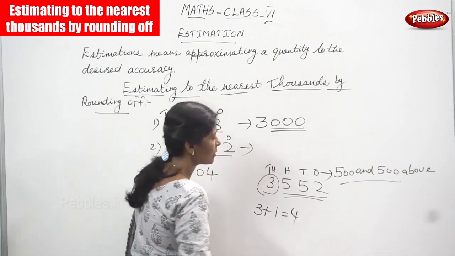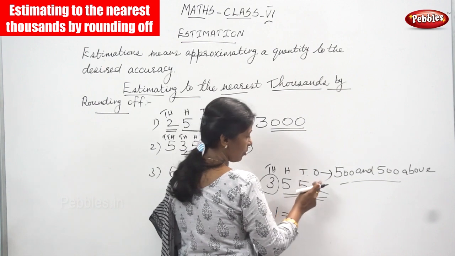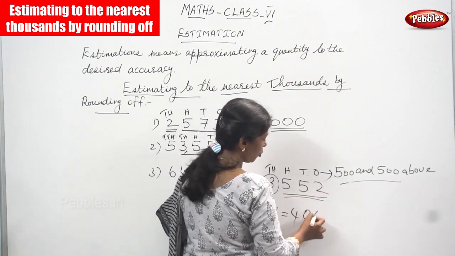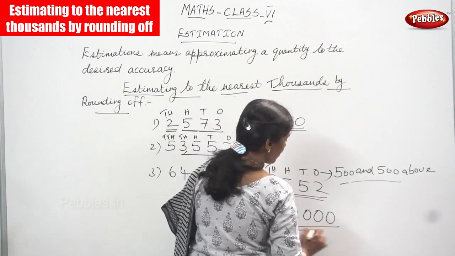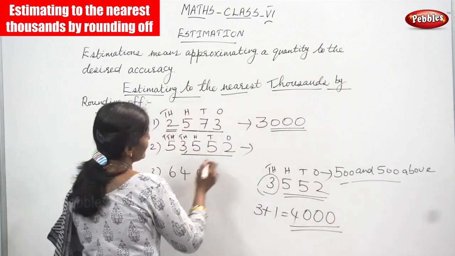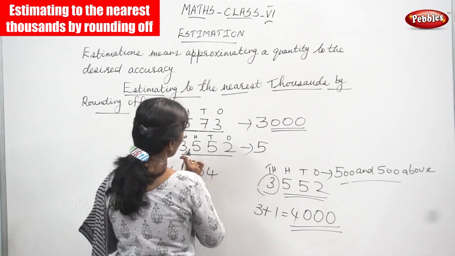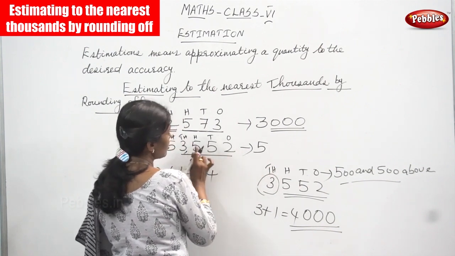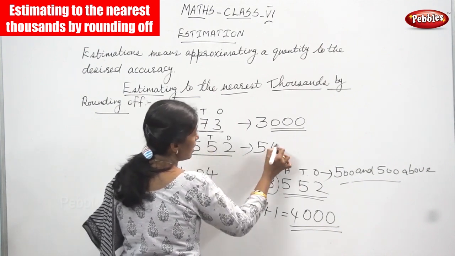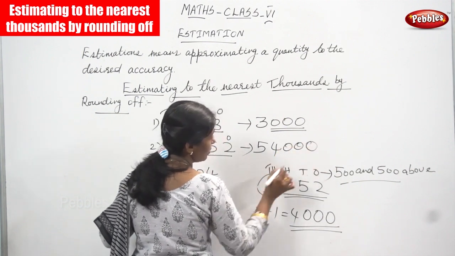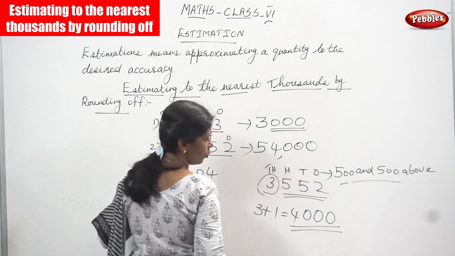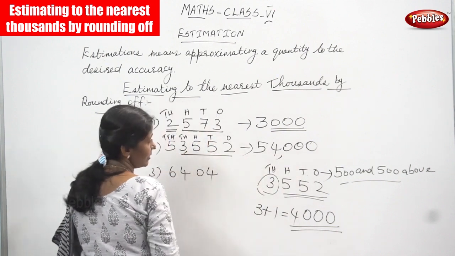4. And after that, the 100 place value, 10's place value and 1's place value become 0. So what is the number? 4,000. So nearest 1,000, 53,552 becomes 54,000. The answer is 54,000. This is the right answer for the question.